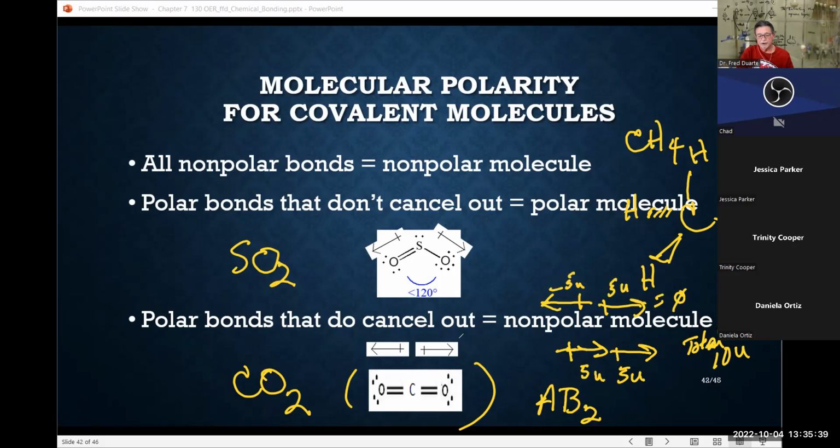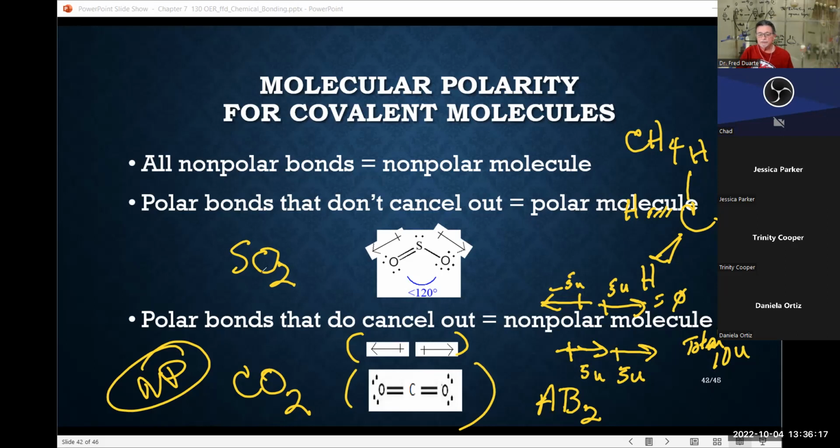And that's what's happening right here with the polar bonds between the carbon and oxygen. They are canceling each other out because of the geometry of the molecule. This results in the polar bonds canceling out. So overall, carbon dioxide is nonpolar, even though it has 2 polar bonds. Let me repeat that: even though carbon dioxide has 2 polar bonds, those polar bonds cancel each other out, resulting in a molecule that's overall nonpolar.